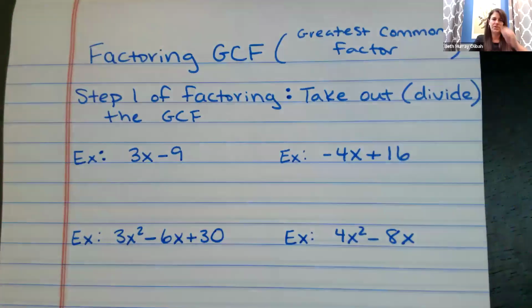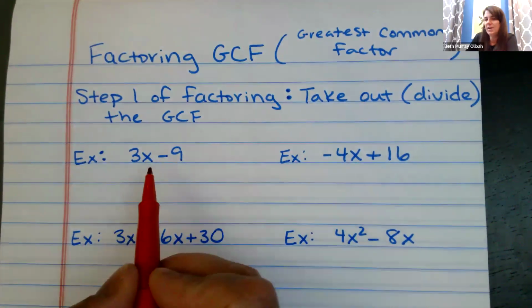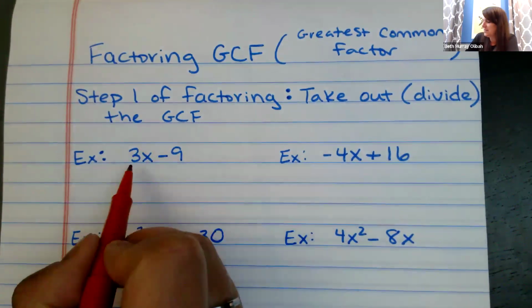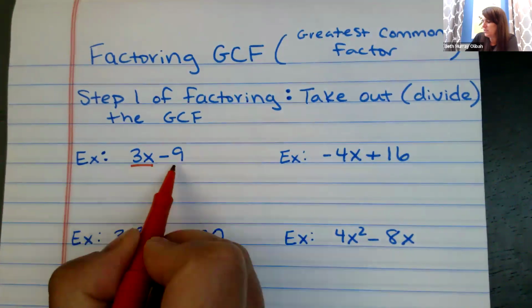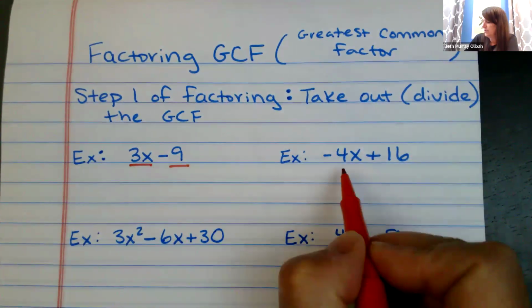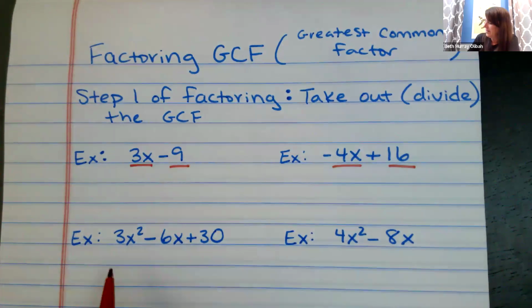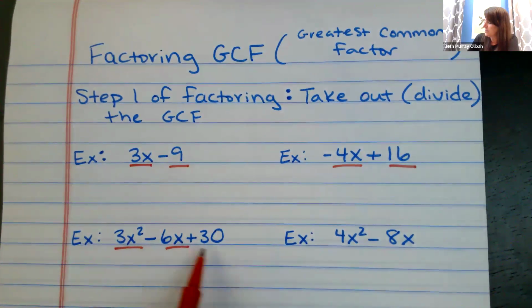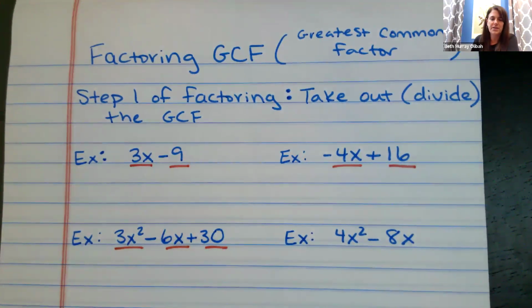We are going to get started with factoring. There is a lot to factoring, but we're just going to start with step one of factoring, which is taking out or dividing out the GCF, the greatest common factor. When looking at something like this, it is a binomial because it has two terms. So is this one, but something like this has three terms. Just so you know what I'm talking about when I say the terms.